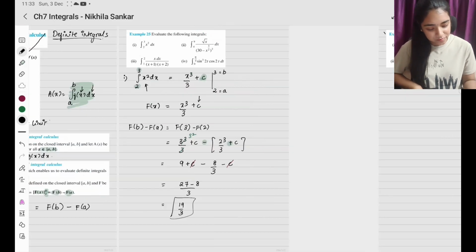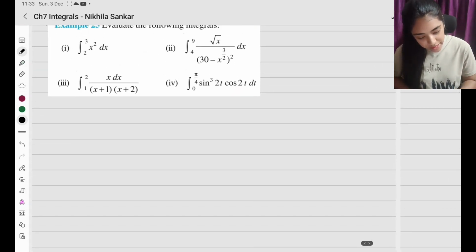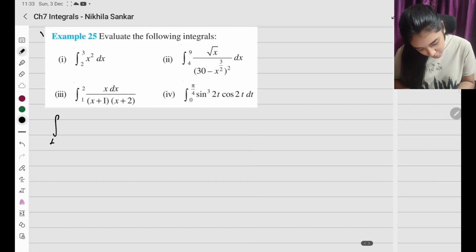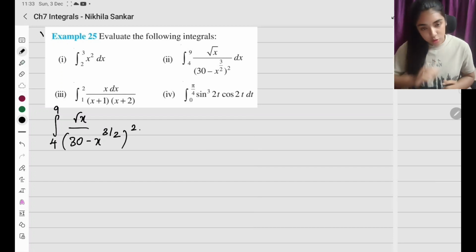Subsection 2, I have integral 4 to 9 square root of x divided by 30 minus x to the power 3 by 2 the whole square. Okay. Now, what am I going to do? The substitution.